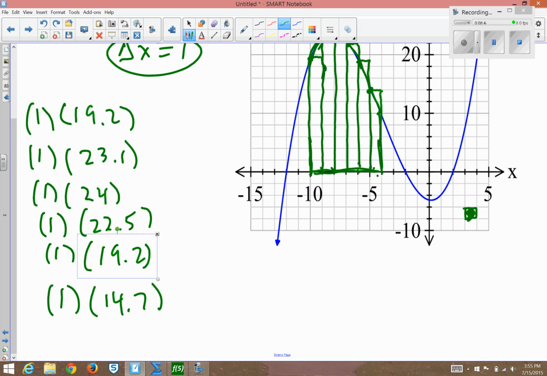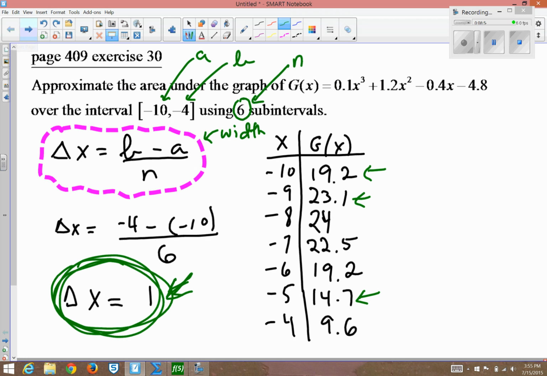Each one is how wide times how tall. They all have width 1. That came from the width of each rectangle comes from this formula. The lengths of all the rectangles are these numbers here. Please notice we did not use that number. It's part of the function, but it's not the height of any of the 6 rectangles. We're supposed to be using 6 rectangles according to the directions.